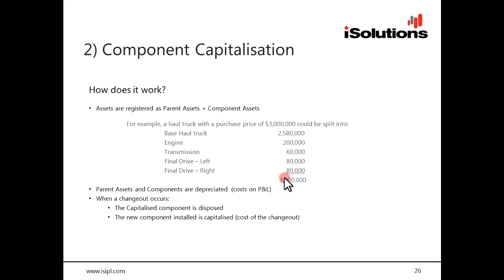And you treat each asset independently. The base haul truck would be depreciated over its life with a residual value. The engine of 200,000, well, that would be depreciated maybe over 18,000 hours, its life. The transmission maybe over 12,000 hours. Each one has its own depreciation charge against it.